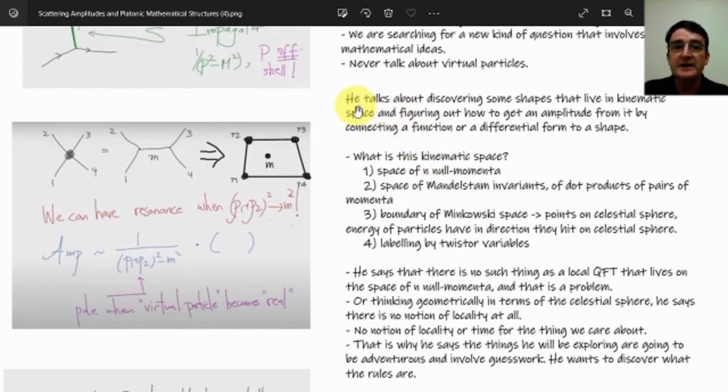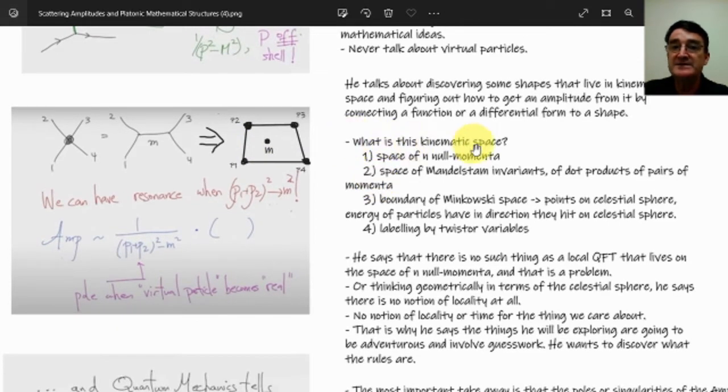So he talks about discovering some shapes that live in kinematic space and figuring out how to get the amplitude from it by connecting a function or a differential form to a shape. So he's talking about shapes and determining a function for this shape or a differential form for this shape. And he asks, what is this kinematic space? It gives 4 options. It's the space of n null momenta, where n is the number of particles.